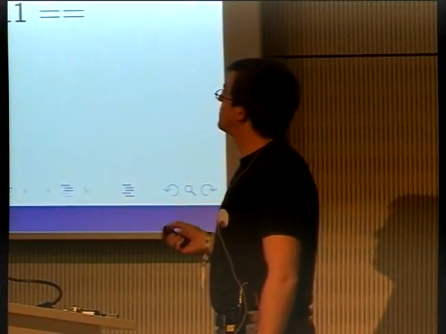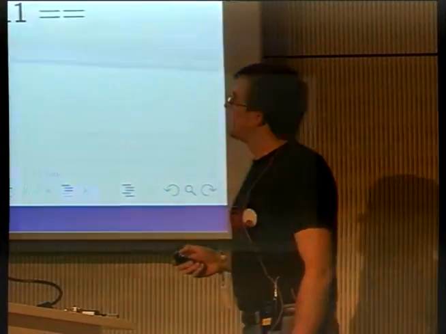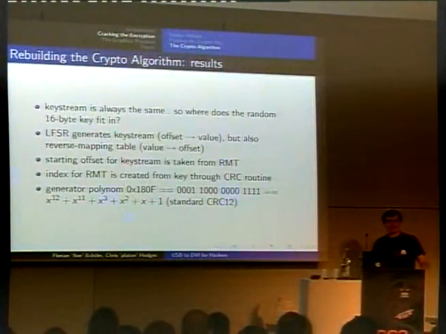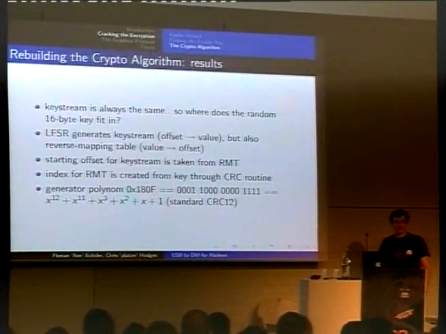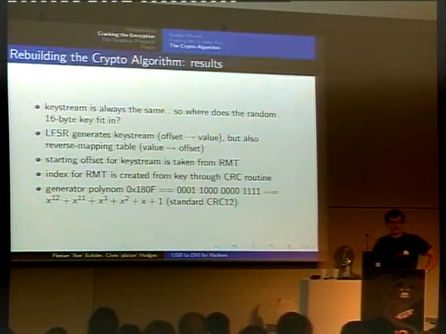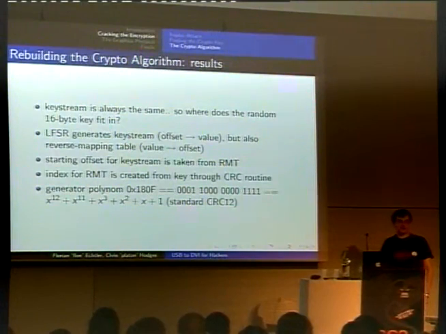What we at first were a bit surprised by is that the LFSR data also generates a reverse mapping table, which gives you the offset for each value, for each random number, basically. And so the starting offset at which the encryption begins is taken from this reverse mapping table. And the index for this table, again, is generated from the key. So the key simply tells you where to start in the actual key stream. And this is also obviously how the device itself works then.